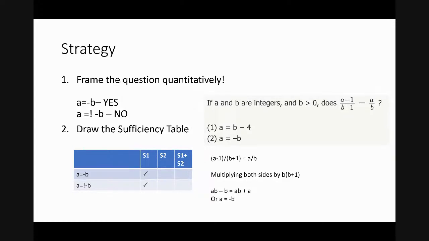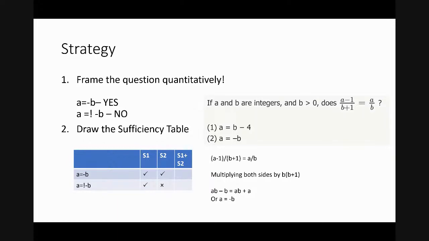So now let's look at statement 2. Statement 2 right out of the bat says a equals minus b. So I definitely find support for this one. But can I ever say a does not equal minus b? No, because the statement already says that a equals minus b. So B is sufficient in this case. So I'm going to go ahead with B.